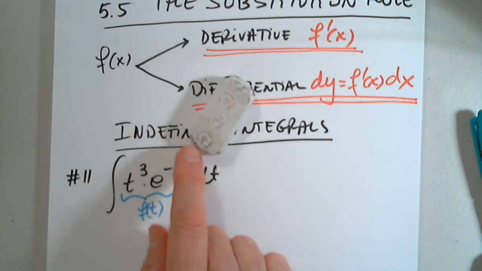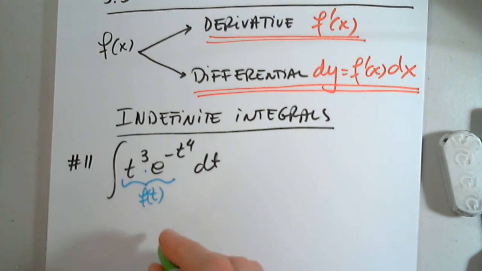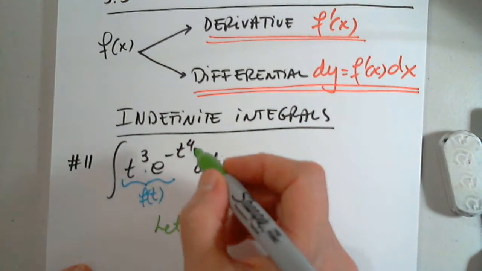It's a function inside a function. So I'm going to be on this path now. I'm going to say let u, any letter you want, t, u, y, z, whatever you want. So let u equal this.